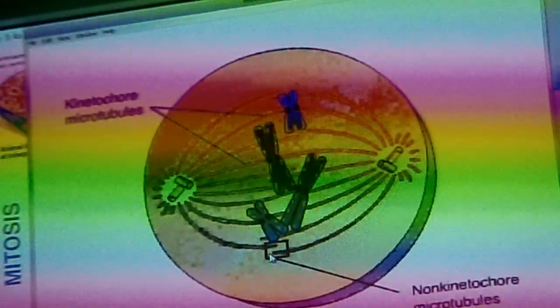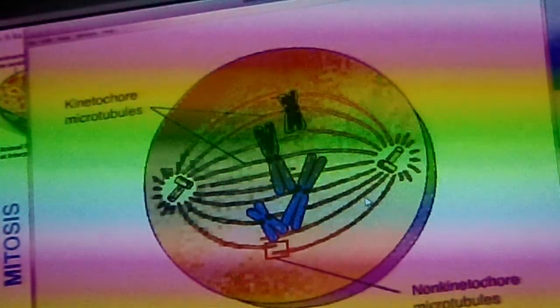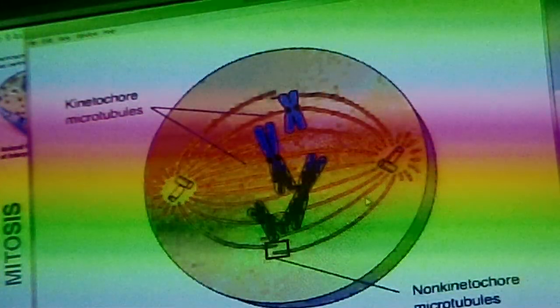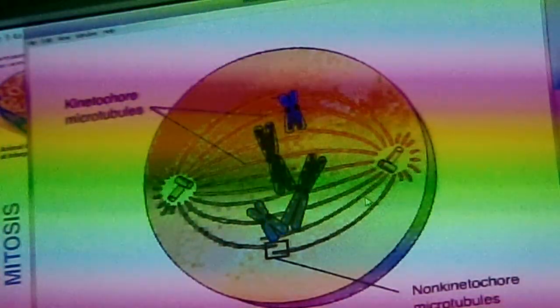So the microtubules are the little strands? Yeah, these are microtubule strands. Do you remember the cytoskeleton we studied was made of microtubules and microfilaments? It's just like a tube of proteins.